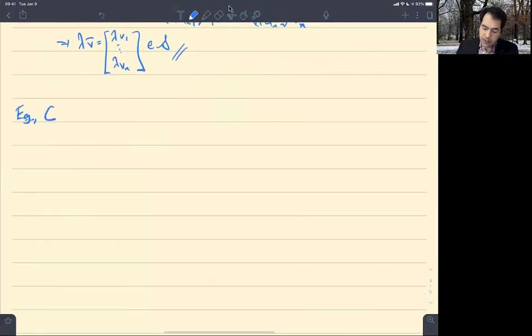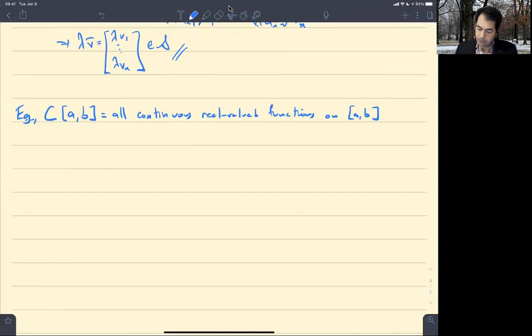Okay, here's an important one. Let's call it, so we will use the symbols C[a,b]. The C stands for continuous, and then [a,b] is just the interval. So this stands for all continuous real valued functions defined on [a,b], the interval [a,b]. So more symbolically, we would write this as the set of all those f that go from [a,b] to the real numbers, such that f is continuous.